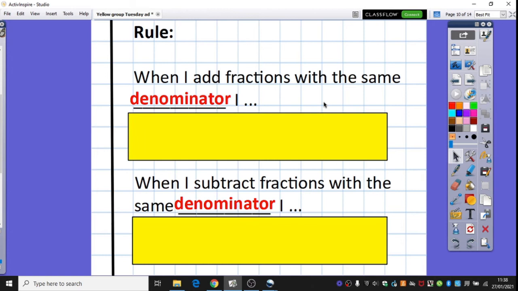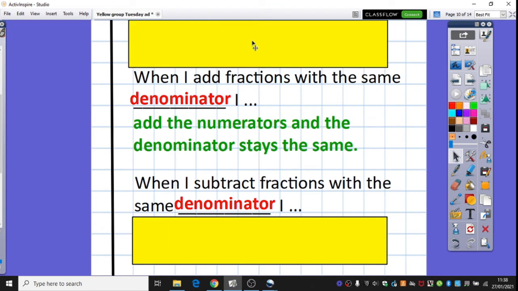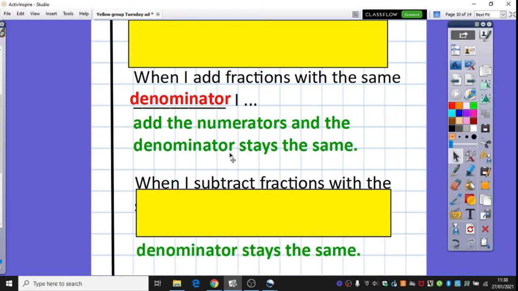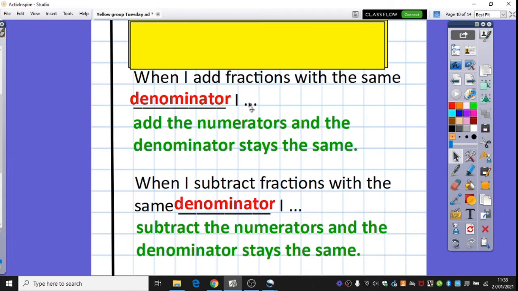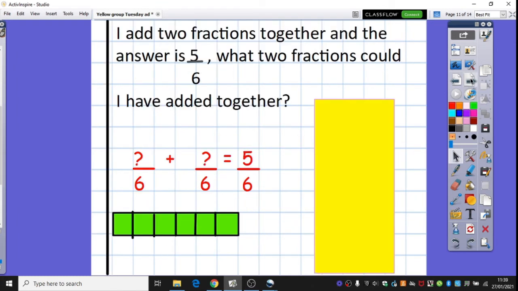So let's have a look and remind ourselves of the rules again. When I add fractions with the same denominator, I add the numerators, and the denominators, that bottom number of the fraction, stays the same. When I subtract fractions with the same denominator, I subtract the numerators and the denominator stays the same. So just remembering that rule for today.